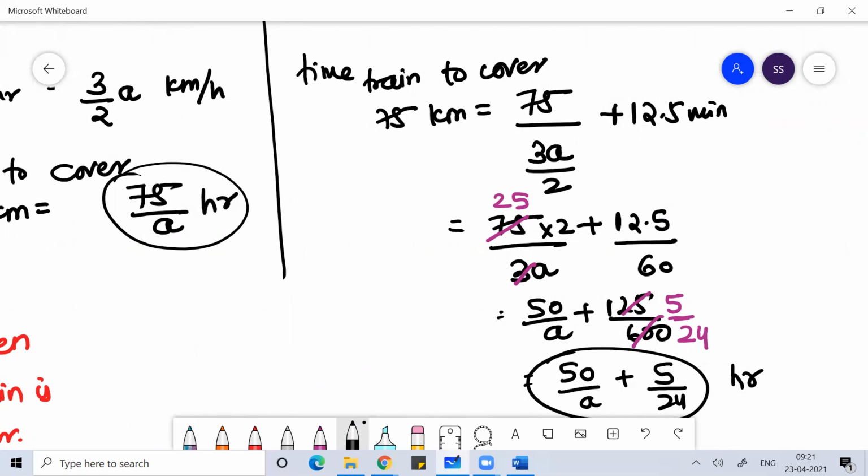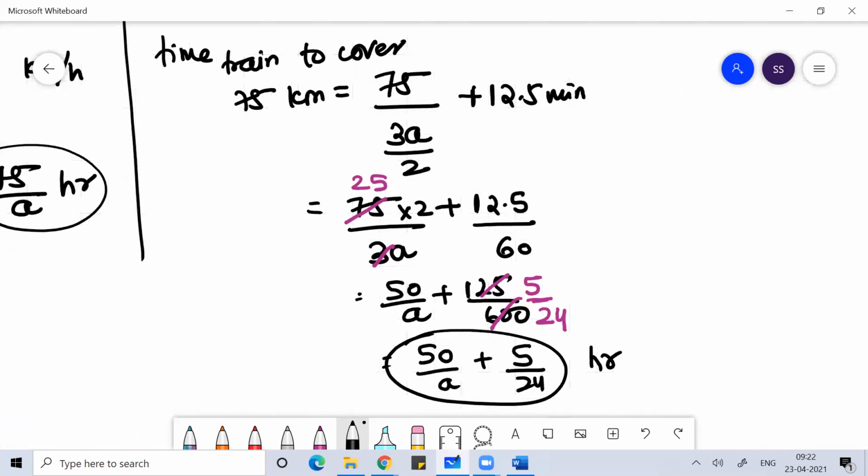The 12.5 minutes is actually the time difference between what the train takes and what the car takes. That's why both train and car are reaching the finishing line at the same time. So what is the total time taken by the train to reach point B? That would be the distance, 75 kilometers, divided by the speed of the train, plus 12.5 minutes, because the train stopped at one of the stations.